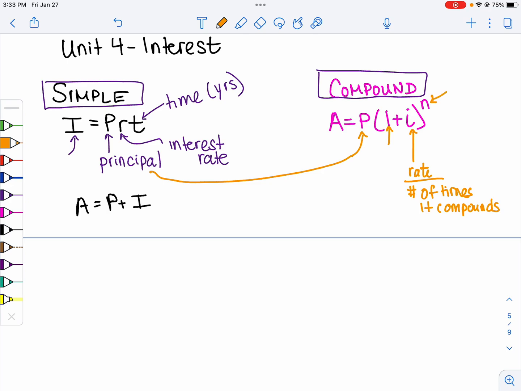And N is going to be the years multiplied by the number of times it compounds. So if you had something compounding monthly, you would be dividing that by 12 and multiplying the years by 12. So that's how that works.